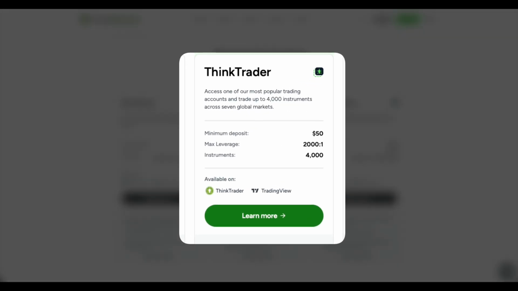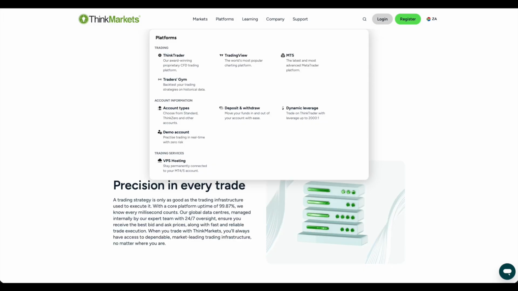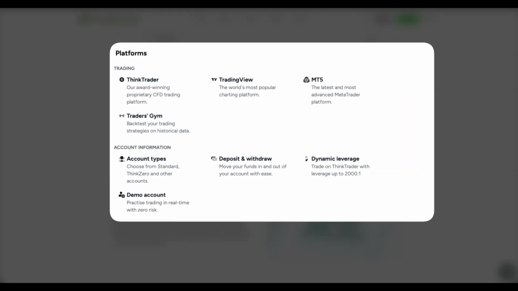One of the unique offerings from ThinkMarkets is the ThinkTrader account, which gives traders access to their proprietary ThinkTrader platform. This account is commission-free and designed to work seamlessly with ThinkTrader's advanced charting, built-in indicators, and intuitive interface. The ThinkTrader platform is available on web, desktop, and mobile, making it a popular choice for traders who want an all-in-one trading experience without relying solely on MetaTrader. Across all account types, ThinkMarkets supports powerful trading platforms, including MetaTrader 4, MetaTrader 5, and ThinkTrader, allowing traders to choose the environment that best fits their strategy.